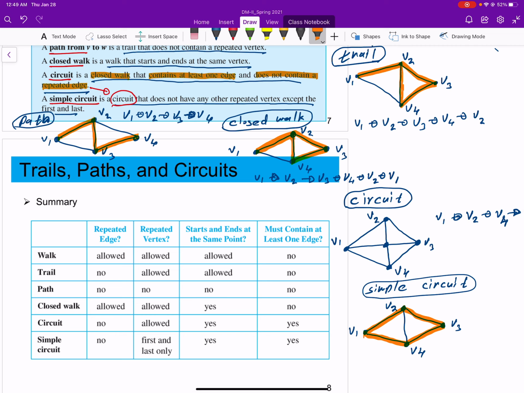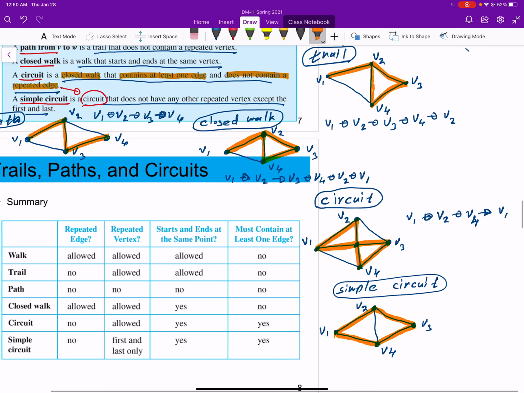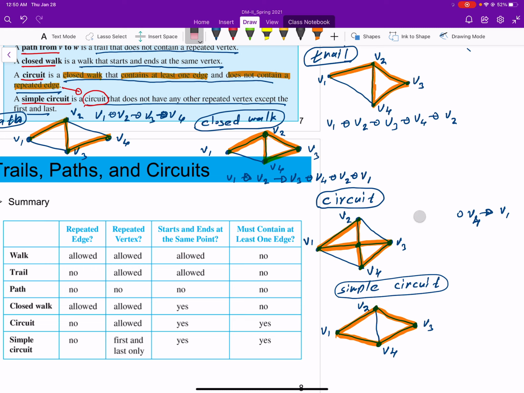Here you start and end at the same place, and you can repeat edges. You could go like that. You could go like that. And you could go like that. You could go like that. Oh yeah, this is good. That's good. So it repeats vertices but no edges. Okay, so let me rewrite this. Now this is a circuit which is not a simple circuit.